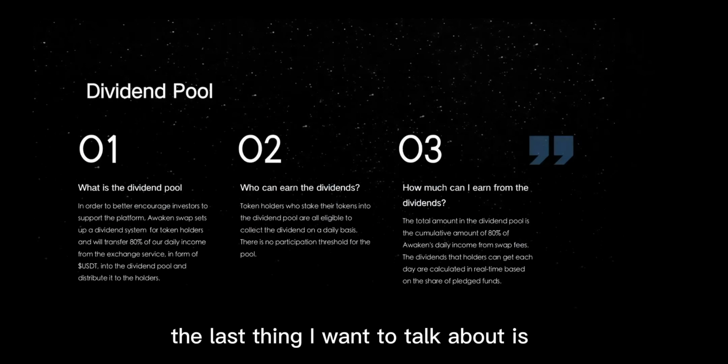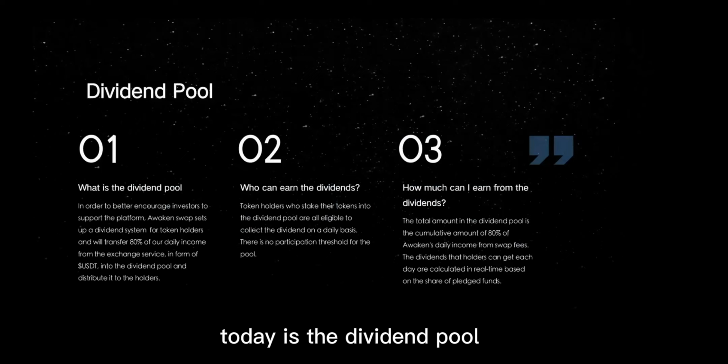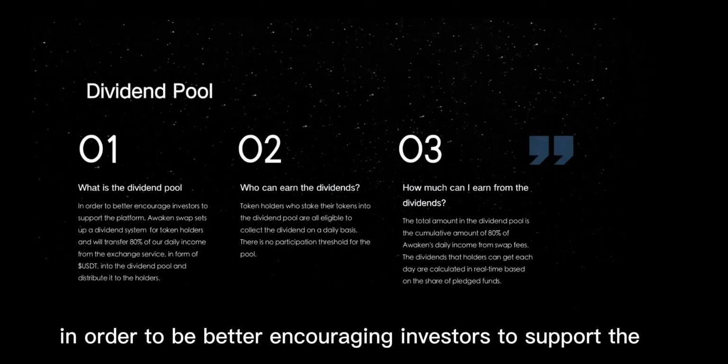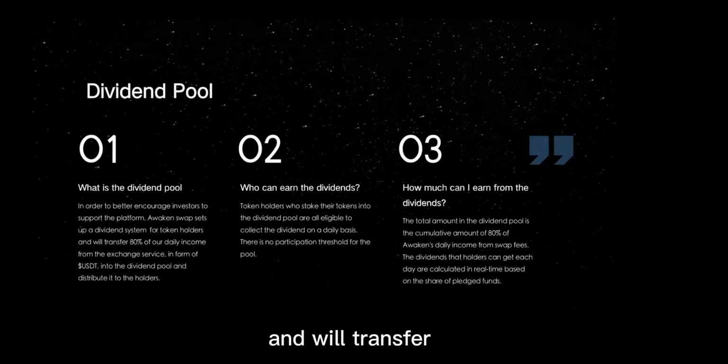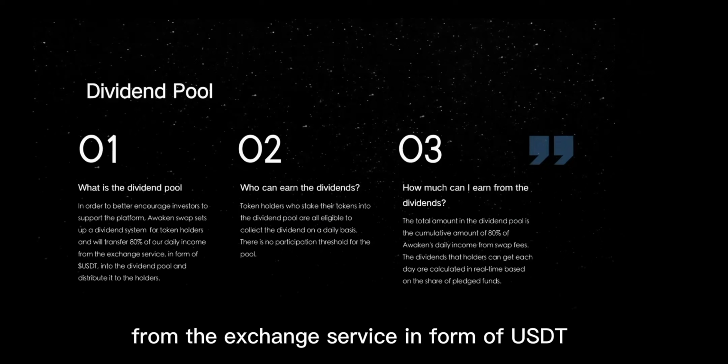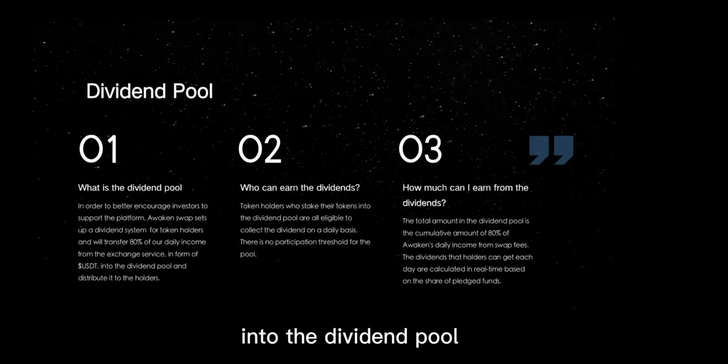The last thing I want to talk about today is the dividend pool. So first, what is the dividend pool? In order to better encourage investors to support the platform, AwakenSwap sets up a dividend system for token holders and will transfer 80% of our daily income from the exchange service in the form of USDT into the dividend pool and distribute it to the holders.